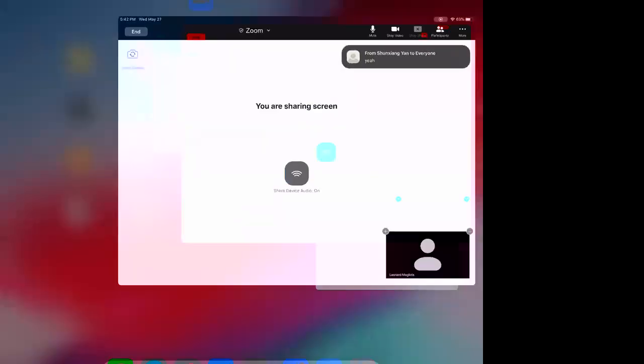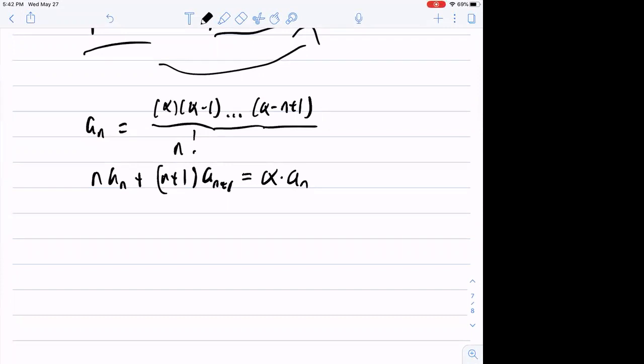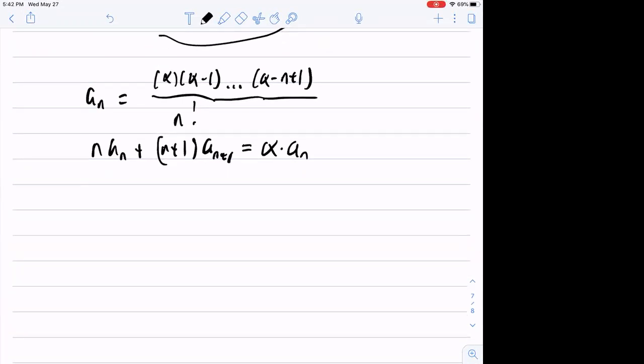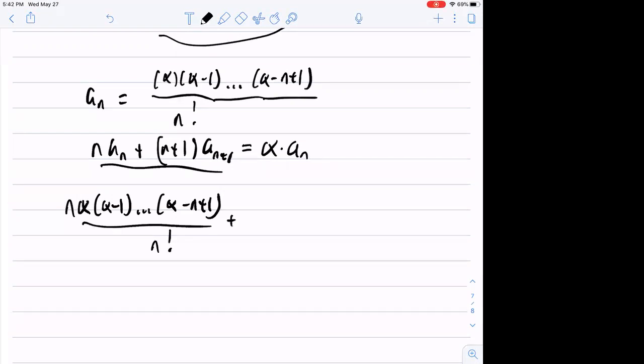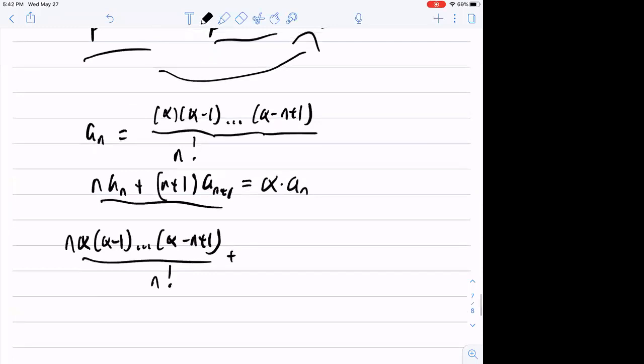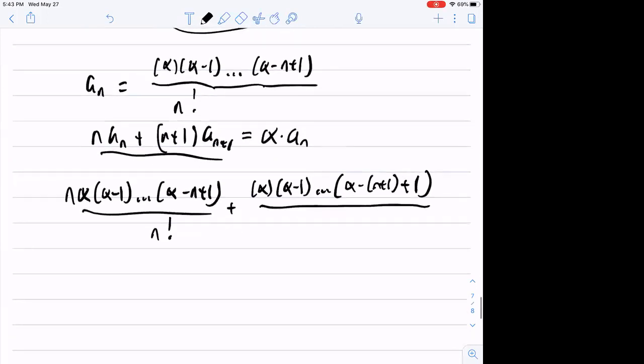Okay, great. So this one is just a brute force calculation. Let's see. If I multiply by n, I get n times a_n, and then I'm adding n plus 1. I'm going to work from here: alpha minus n plus 1. So this n plus 1 will cancel with the n plus 1 factorial on the bottom, so I get n factorial. So this is alpha times alpha minus 1 all the way to, since it's n plus 1, alpha minus n plus 1 plus 1, over n factorial. Is everyone clear so far?